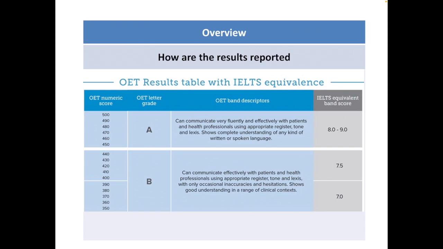Now, if you don't have occasional inaccuracies, then you will be graded as grade A, and you will get in the OET 8 or more. So that's our goal. When we do the OET test, our goal is to get grade B or higher.